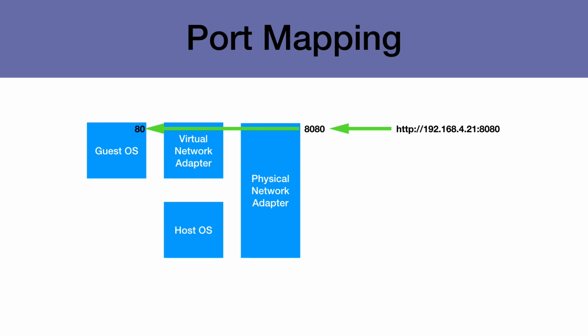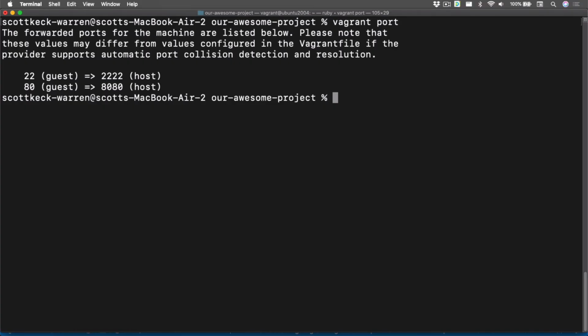80 in the guest. For example, our host machine's IP address is 192.168.4.21, so on our test phone we can access http://192.168.4.21:8080. Vagrant port. If we ever need a reminder of what ports have been forwarded, we can run vagrant port to see the list.